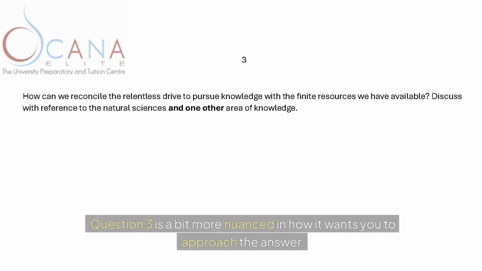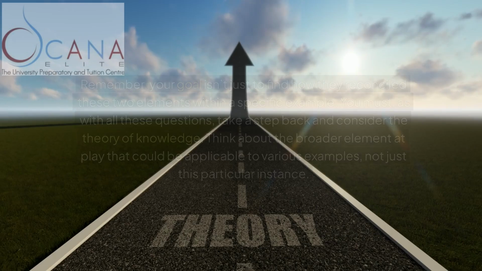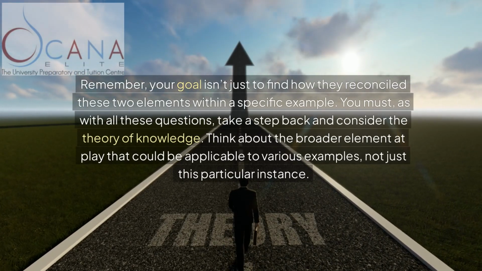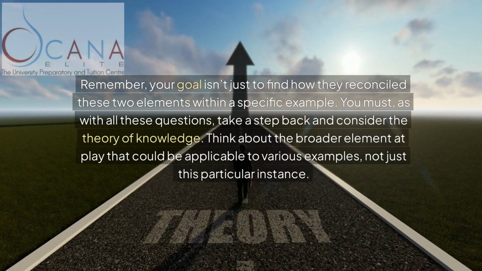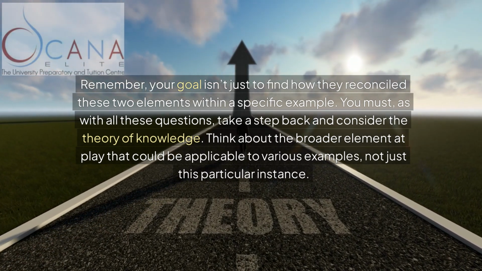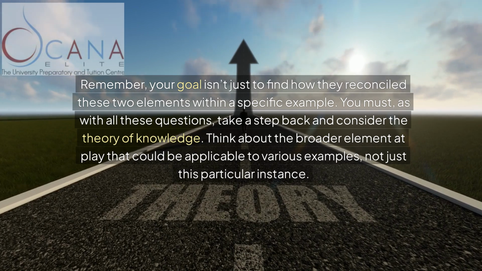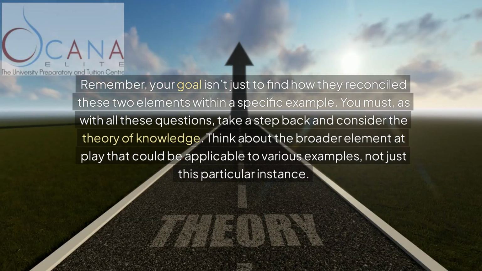Question 3 is a bit more nuanced in how it wants you to approach the answer. It's a how question, meaning it asks you to present a solution to a problem. Defining reconcile is key to exploring the answer, as only through this definition can you address the assumptions that link the pursuit of knowledge with finite resources. Remember, your goal isn't just to find how they reconcile these 2 elements within a specific example. You must, as with all these questions, take a step back and consider the theory of knowledge. Think about the broader elements at play that could be applicable to various examples, not just this particular instance.